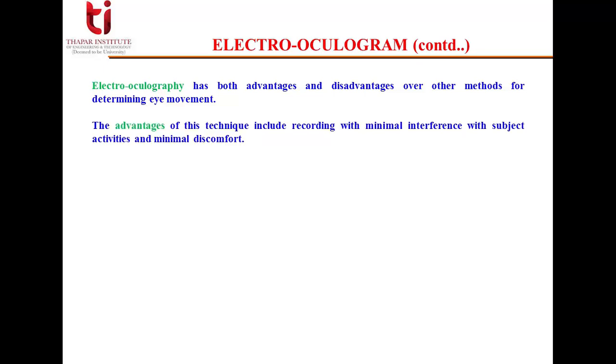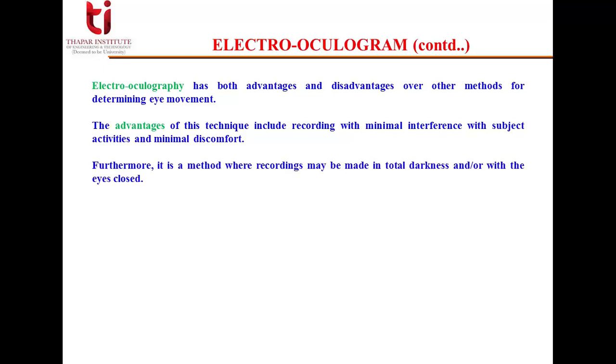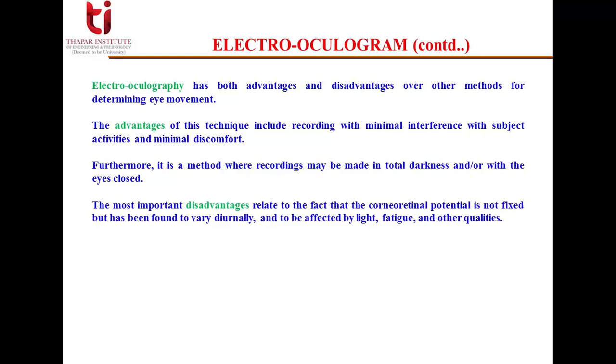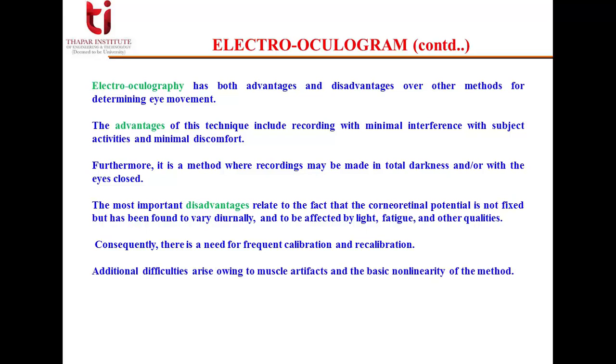Electro-oculography has both advantages as well as disadvantages. The advantages of this technique include recording with minimal interference with subject activities and minimal discomfort. Further, it is a method where recordings may be made in total darkness or with the eyes closed. If I talk about disadvantages, the corneoretinal potential is not fixed but has been found to vary diurnally and to be affected by light, fatigue, and other qualities. Consequently, there is a need for frequent calibration and recalibration. Additional difficulties arise owing to muscle artifacts and the basic non-linearity of the method.